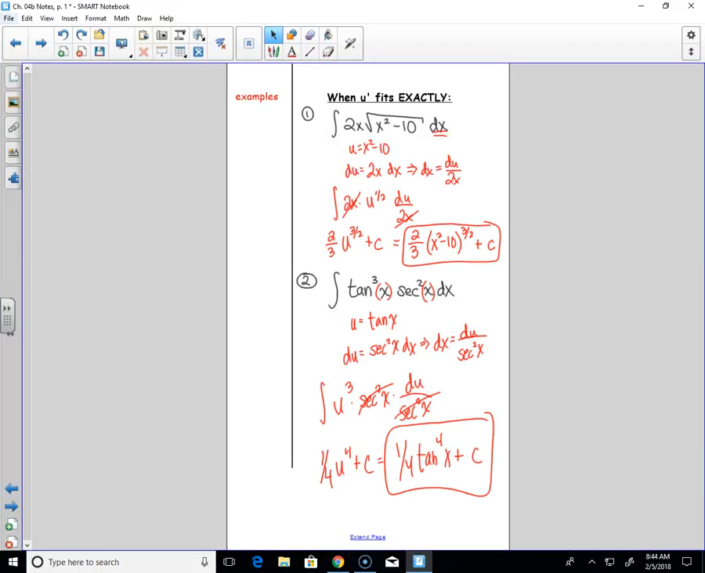Do you kind of just do that in your head, like you think about if u is tangent, the derivative is secant squared? Yeah. You gotta know those derivative rules real well.